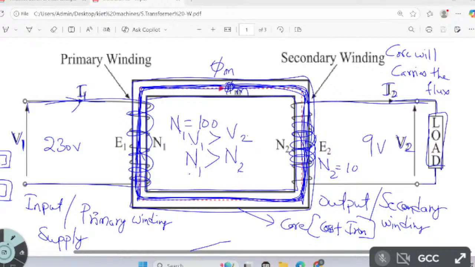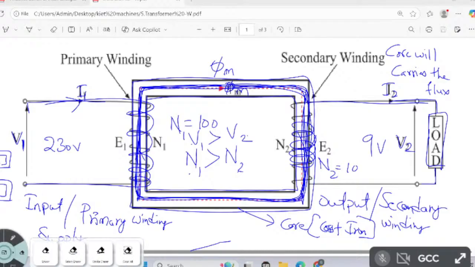I will explain the working, but before that, just the construction. V1, I1, E1, N1, N2, E2, V2, I2. Core and winding. This is about the construction of the transformer. Now, with respect to the working of the transformer, how does it work?